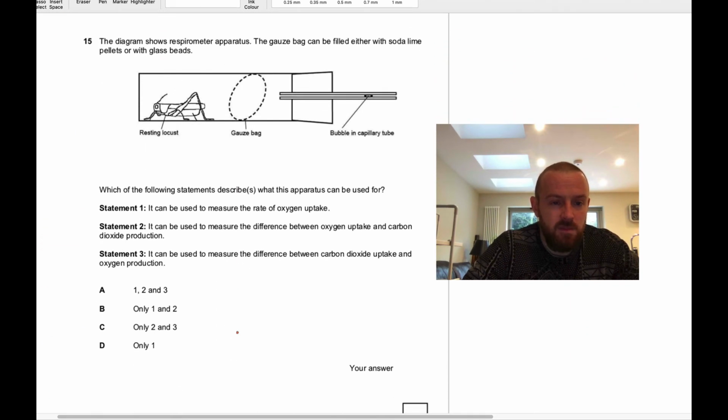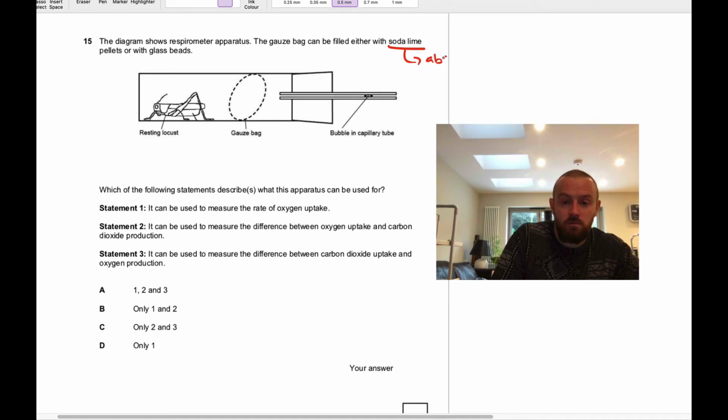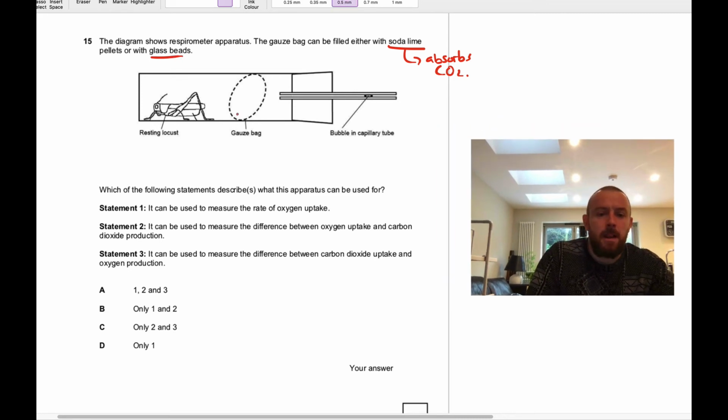Question 15. This is about a simple respirometer. In a simple respirometer, the gauze bag could either be filled with soda lime, which absorbs CO2, or just with glass beads, which would have no effect really. So, statement 1: can this device be used to measure the rate of oxygen uptake? Yes, if you have the soda lime in there, it will just be measuring the absorption of oxygen.